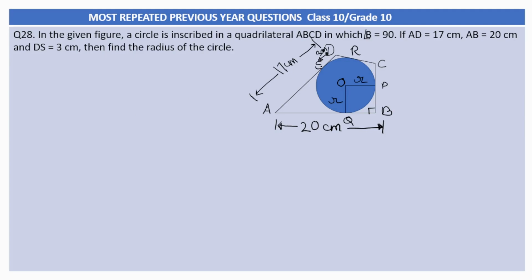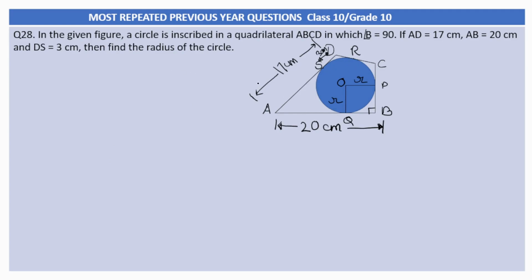So first let's understand what will be the value of AS. These sides of the quadrilateral are actually tangents to this circle because they are touching at a single point, like here S, at one point S, here similarly the point is R, here it is P and Q. So on the four sides the circle has got 4 tangents.